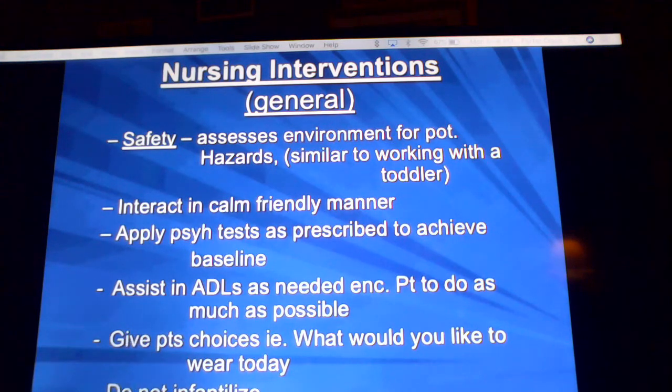We give patients choices. What would you like to wear today? Again, we don't want to infantilize them. We don't want to make them feel like babies.